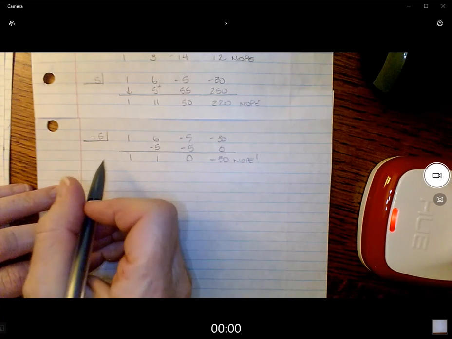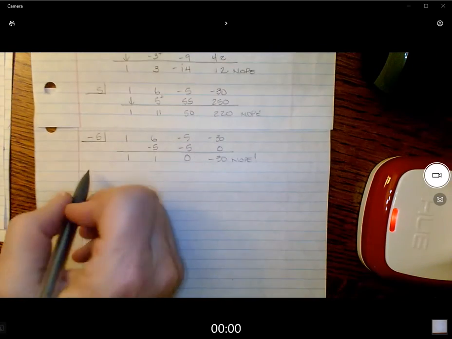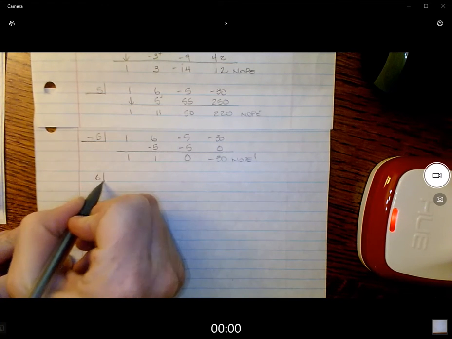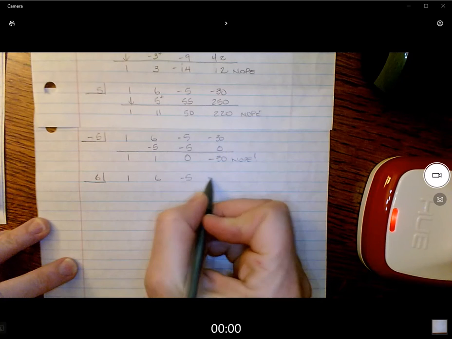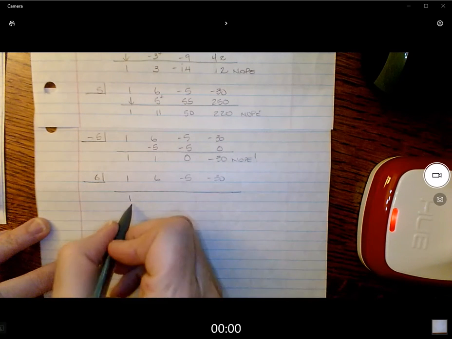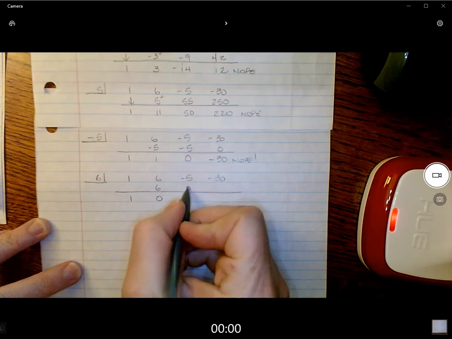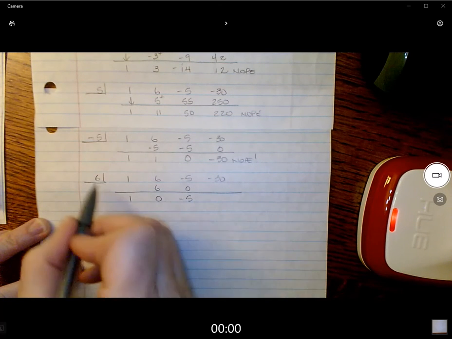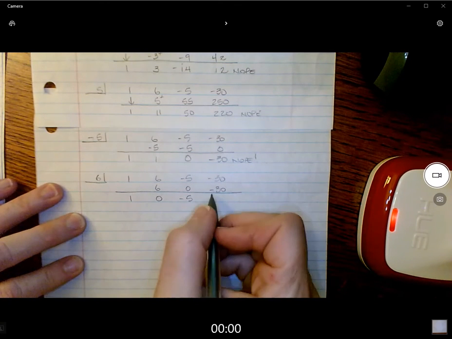Okay, let's try. My next one is 6. Let's see what happens. So, 1, 6, negative 5, negative 30. Draw my line. 1, 6 times 1 is 6. Well, there's a 0. 6 times 0 is 0. Negative 5. 6 times negative 5 is negative 30. Oh, so close, yet so far away.